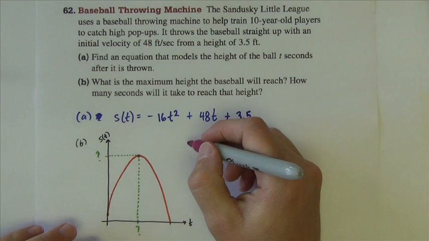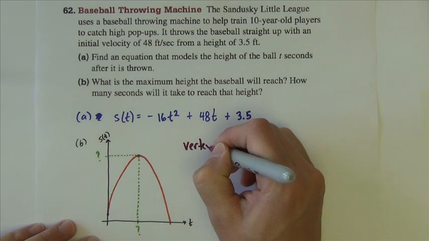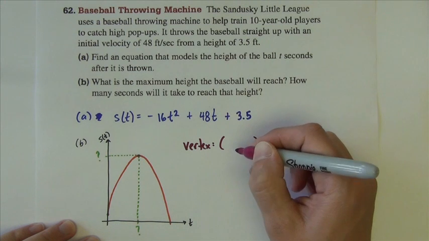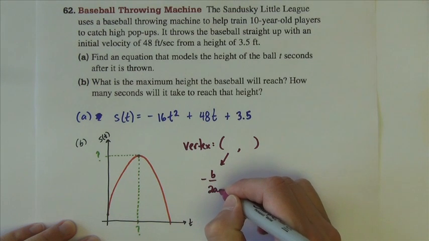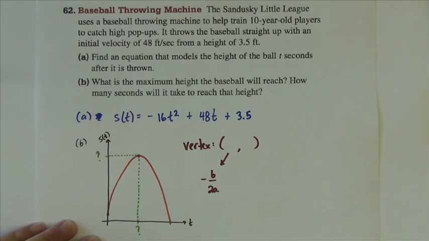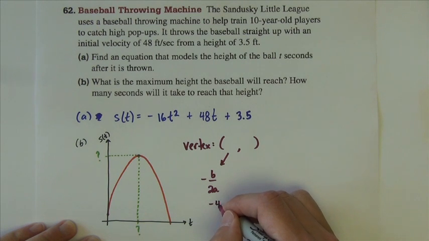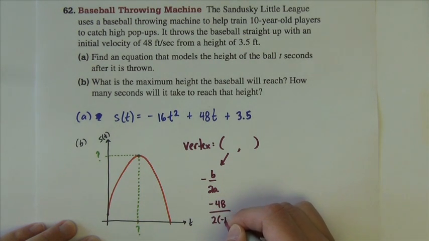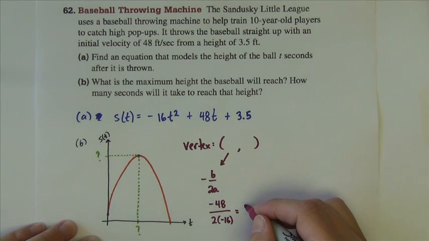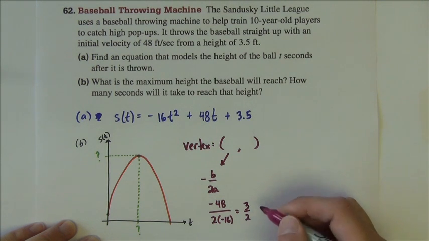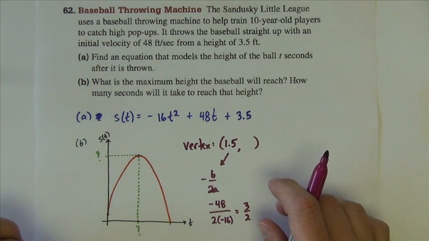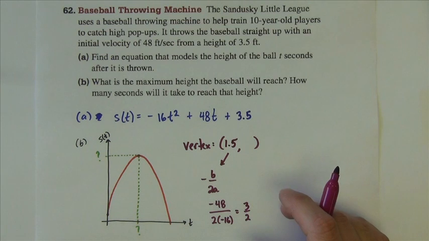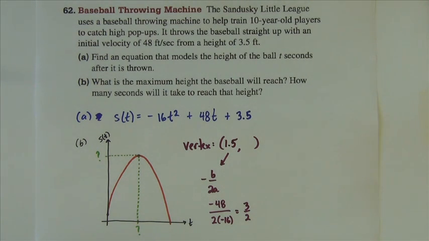If you recall, we had a way to find the vertex. We found the x value by doing negative b divided by 2a. So in this particular equation, it's going to be negative 48 divided by 2 times negative 16. That reduces down to 3/2, or 1.5. So it reaches the maximum height after 1.5 seconds.